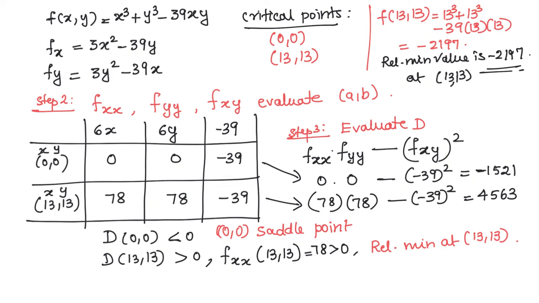And it has two critical points and the other one is a saddle point. So we can say that there is no relative maximum. So no relative maximum. This is the relative minimum, that is at 13, 13 and 0, 0, that is a saddle point.